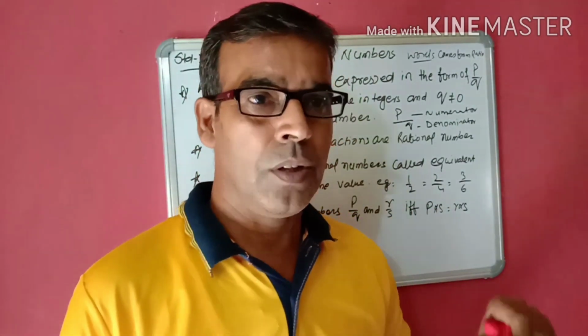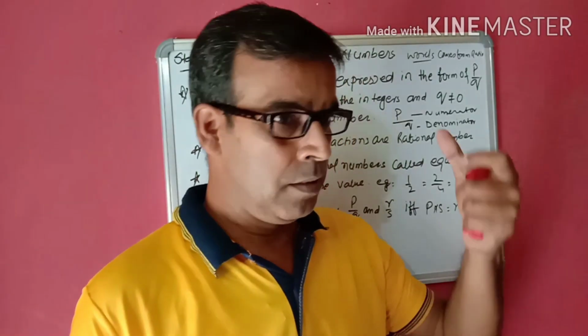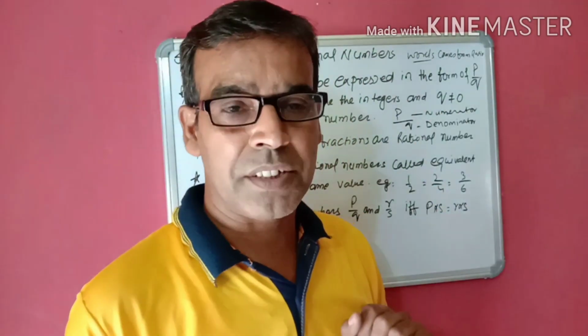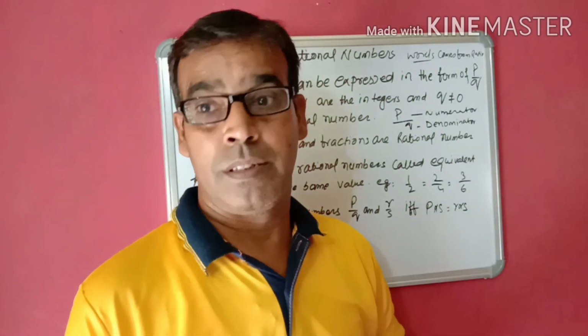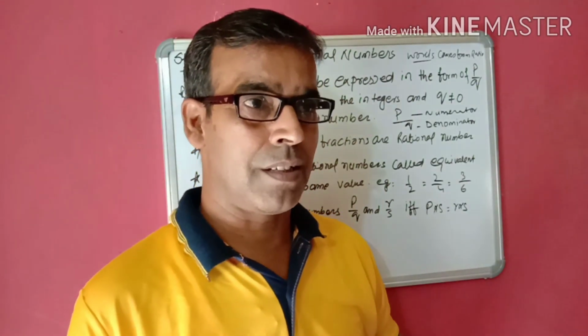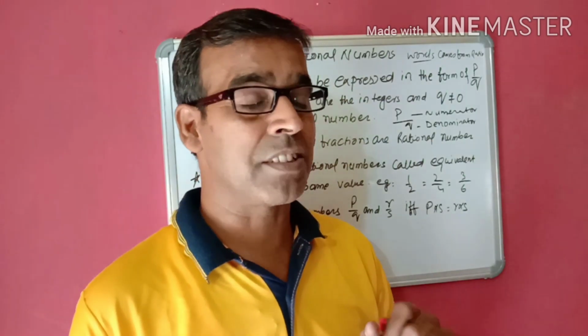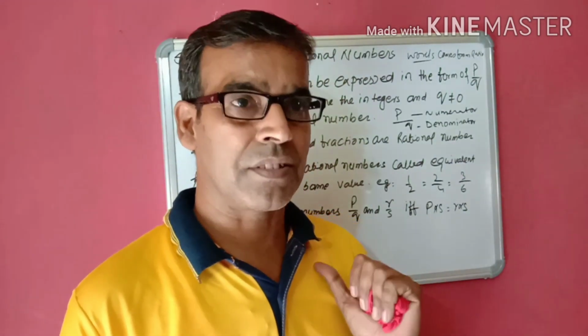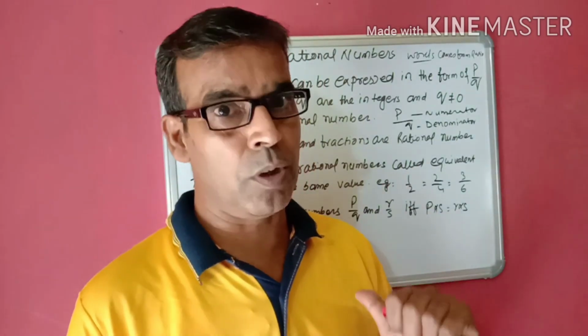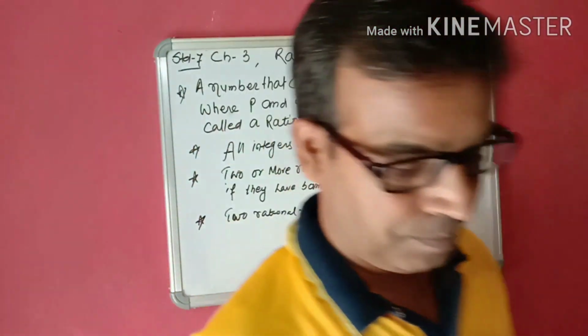In this chapter, we are going to study addition of rational numbers, subtraction of rational numbers, multiplication of rational numbers, division of rational numbers, and equivalent rational numbers. Standard form means lowest term or the simplest form of a rational number. So exercise 3.1 I am going to start.